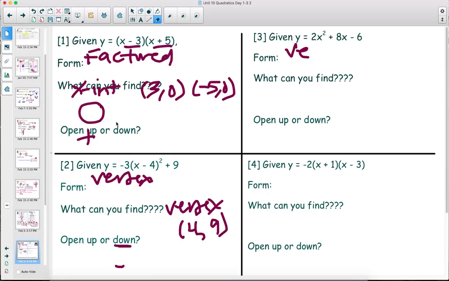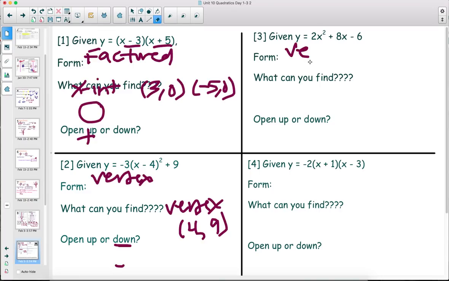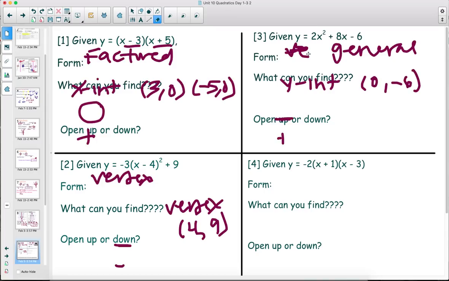Number 3 is not this. Number 3 is general form. And all we can find from general form is the y-intercept. In this case, the y-intercept is that last number. So it's going to be (0, -6). And this one opens up because it's got a positive in front. My thing is off, so just ignore that. It opens up. You can see it.